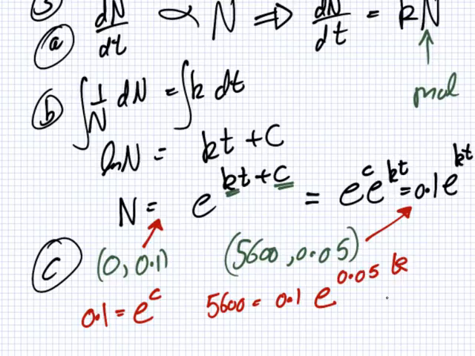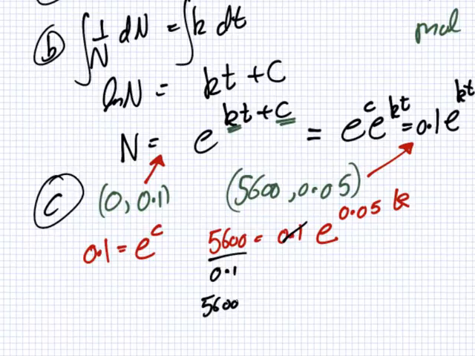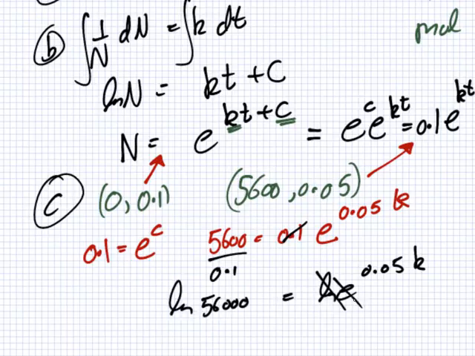Now I have to take the log. What should I do first? I'll divide by 0.1. So now I get 0.5 equals e^(5600k). Next, log. These cancel. Next, divide by 5600. What do I get? Strange. I was expecting a negative number. I must have done something wrong here.